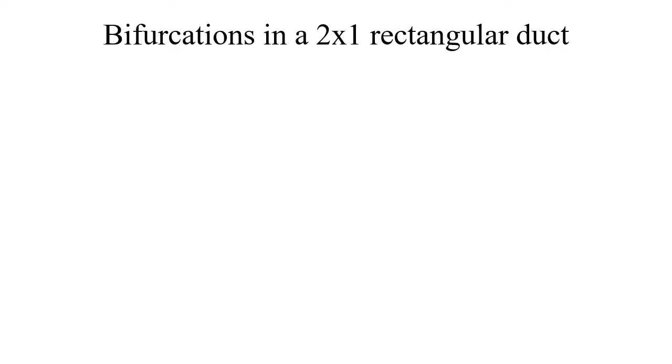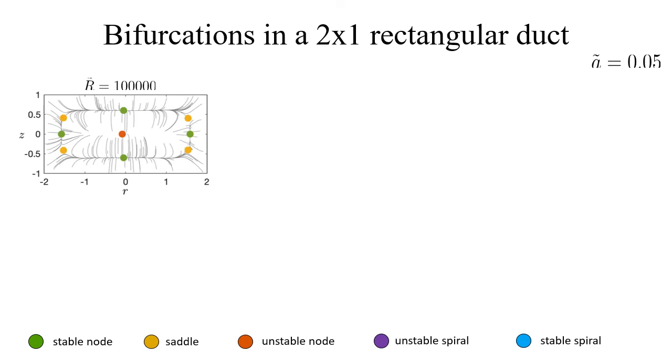All right, so now let us explore the regime where both inertial lift force and the secondary drag force are important. So we have fixed the particle size to ã equals 0.05, and we track the location of the particle equilibria as a function of the dimensionless band radius r̃. At a very large band radius of 100,000, we have a situation which is almost similar to a straight duct, and we get the same 9 equilibrium points that we saw previously.